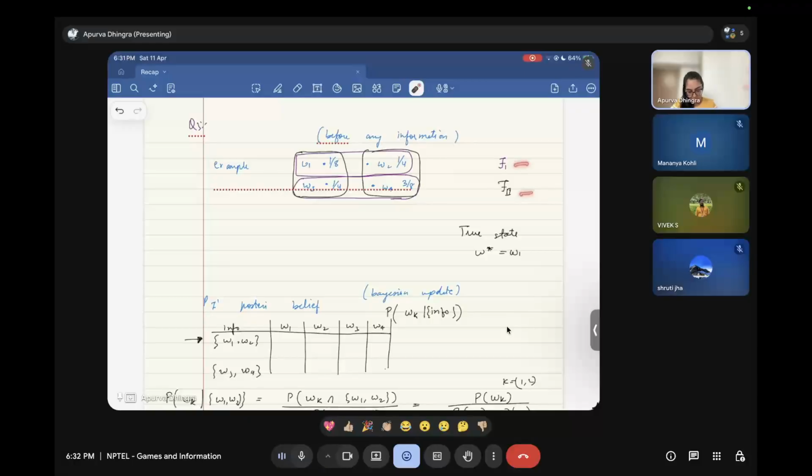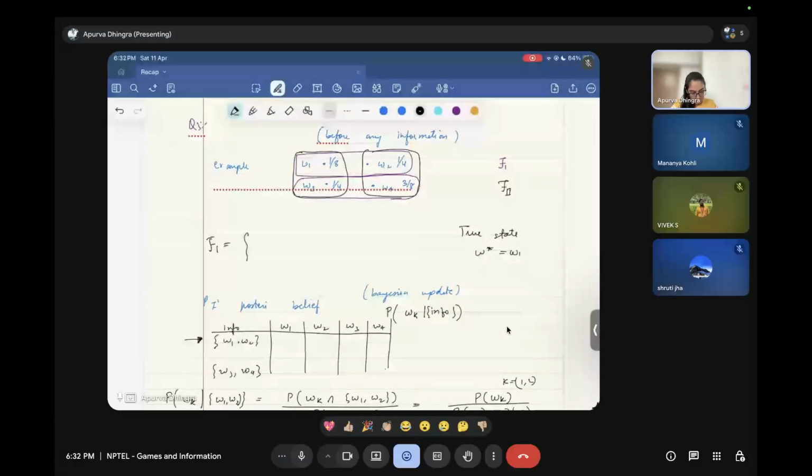So maybe if you want to write it slightly more formally, this means player 1 cannot distinguish between 1 and 2, and 3 and 4. Player 2 cannot distinguish between 1 and 3, and 2 and 4.